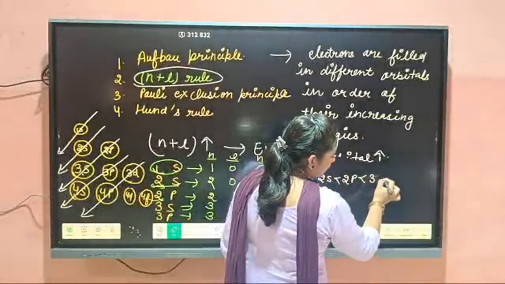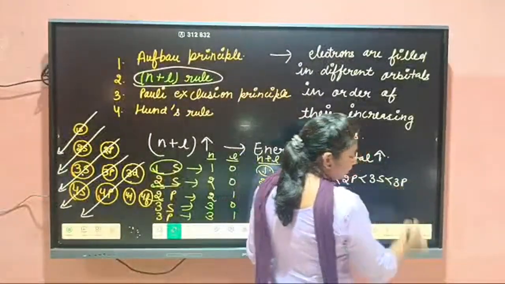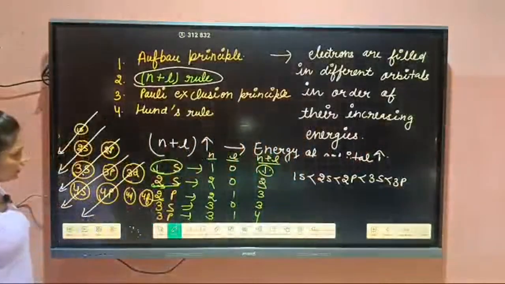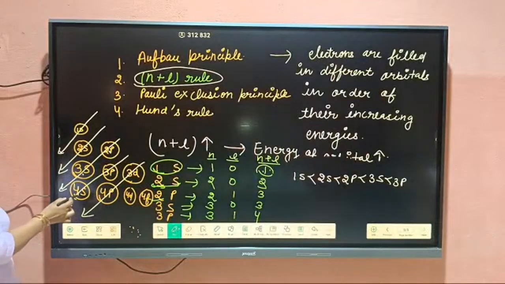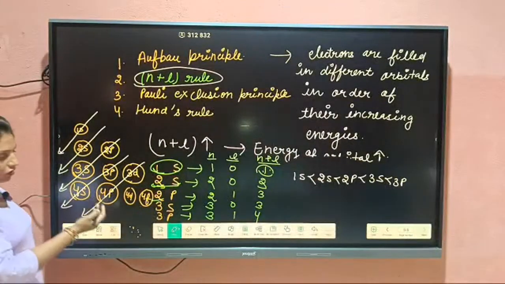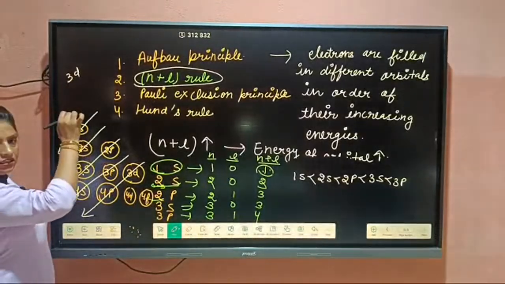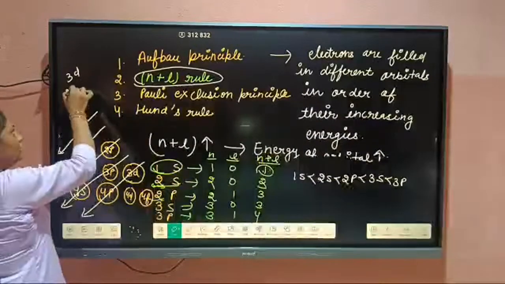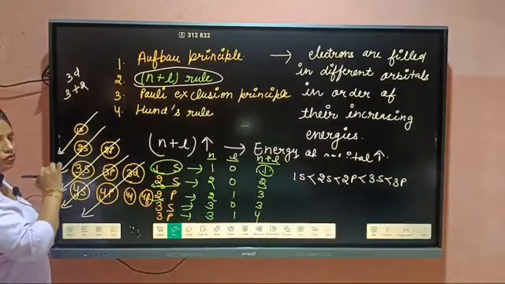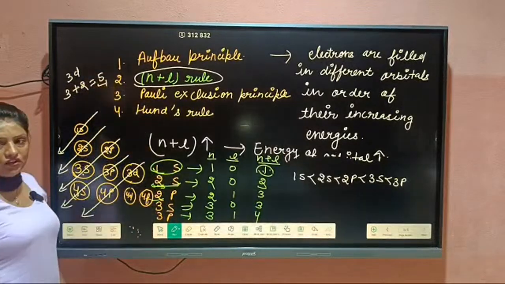Then 3s. Then 3p. After 3p, we are not filling electrons in 3d. After 3p, we are filling in 4s. Why? Because for 3d, value of n is 3 and value of L is 2. What is the value of L? It is 2. So 3 plus 2, value of n plus L is 5.